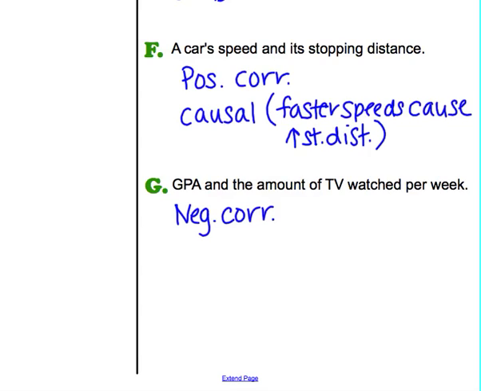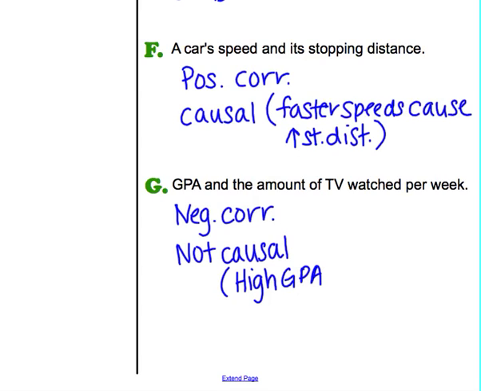Now, one thing you have to be careful about is that correlation does not imply causation, because just because they have a positive or negative relationship does not mean that one causes the other to happen in a particular way. There could be another variable that causes that to be the case. So I'm going to say that this one is not causal because your high GPA does not imply or cause, your high GPA is not going to cause you to watch less TV.